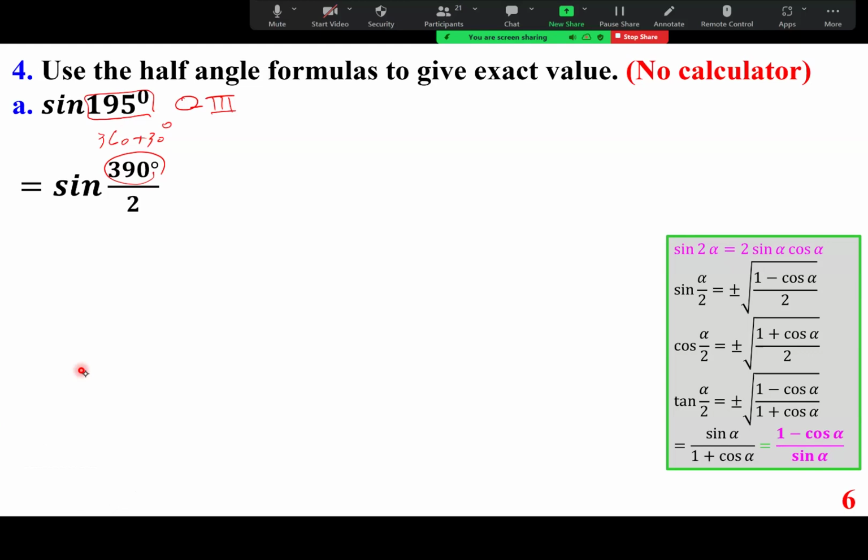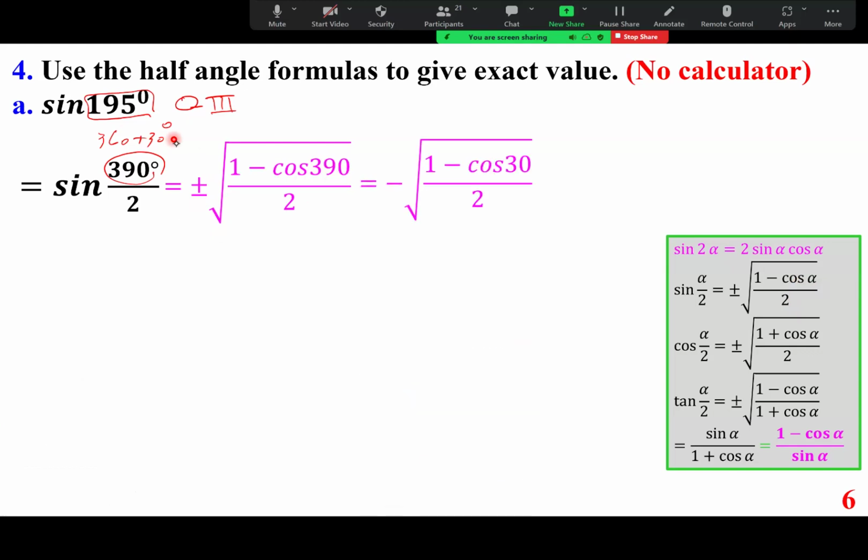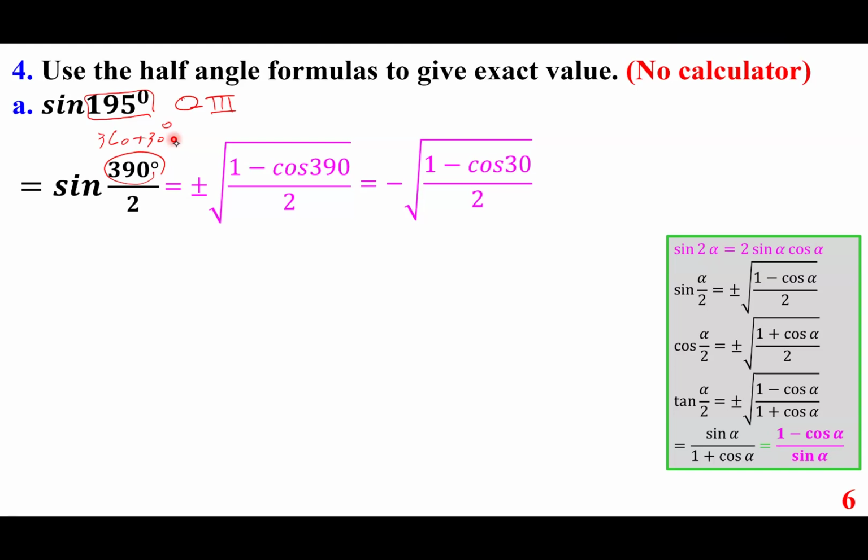So sine of alpha over 2 is plus minus the square root of 1 minus cosine alpha over 2. So let's put it in. You have to choose. Is it plus or minus? Quadrant 3. Sine is negative. You choose. First, you put both of them, and then you choose accordingly. Negative. And of course, 390 degrees is the same as 30 degrees. So I hope everybody is clear as to why we have to put this here. This is important. Knowing the quadrants makes a huge difference.